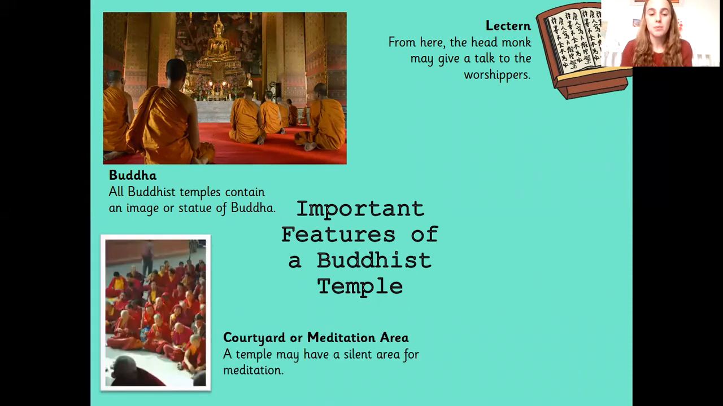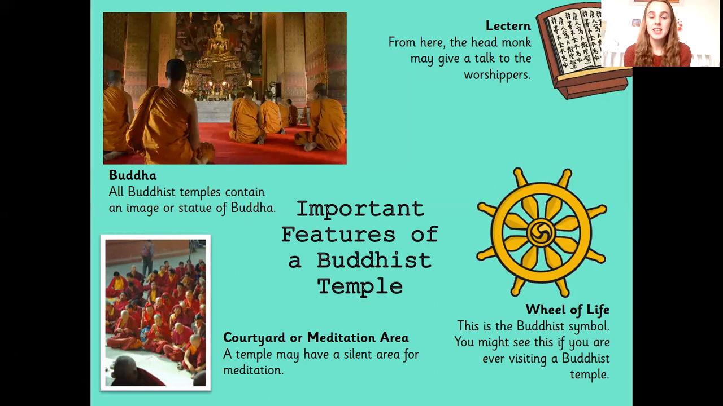They read from it. We also have a courtyard or a meditation area. So a temple always has a small place for people to go and meditate. So for people to go and find peace, and it's like a way of prayer. It's for them to find peace, to sit, to meditate, to think about Buddha, and to think about who they are as a person. And every single temple has a quiet, silent area for people to go and meditate. So we have images of Buddha, we have lecterns for the monks to read from, and we have a meditation area where people can sit and meditate.